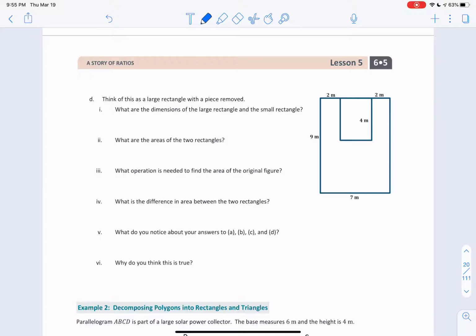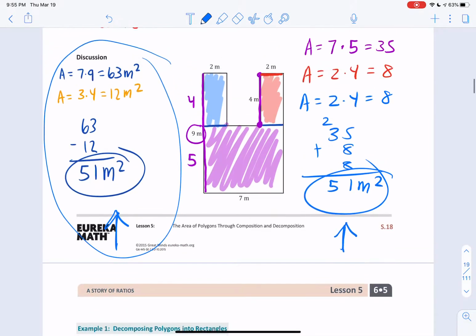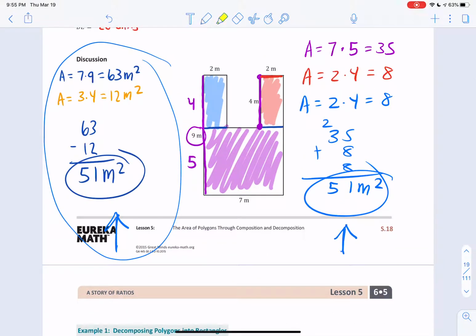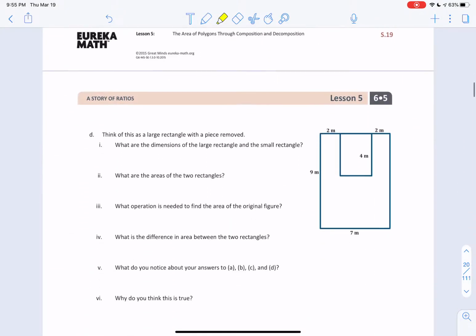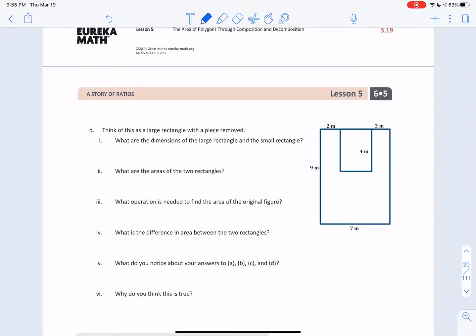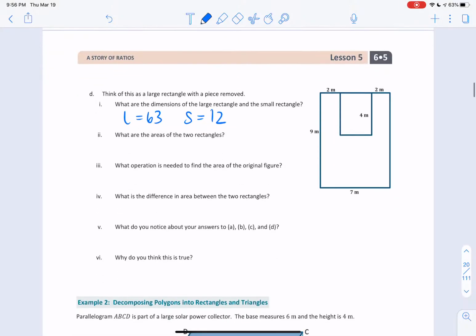What are the dimensions of the large rectangle and the small rectangle? Well, the large rectangle is 63. The small rectangle is 12. Go back in the video if you want to see further details. So the large equals 63 and the small equals 12. What are the areas of the 2 rectangles? Question 1 was asking about the dimensions, but the areas are 63 and 12. Question 3, what operation is needed? Subtraction.